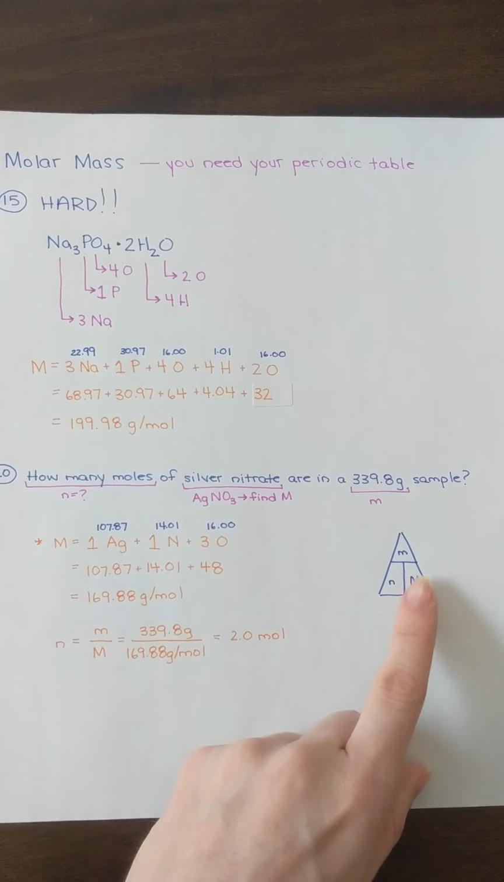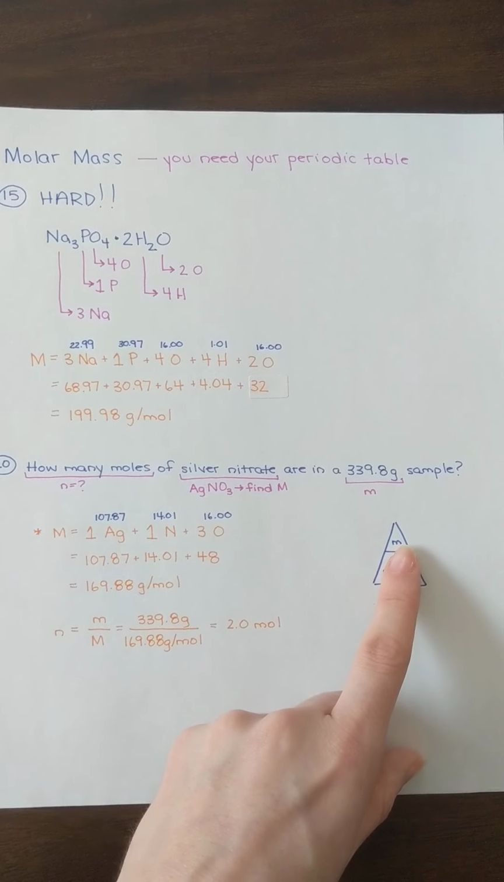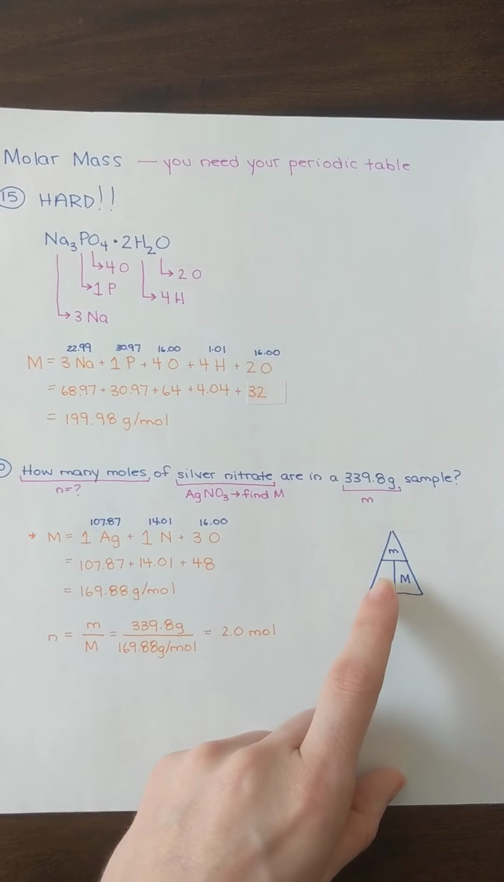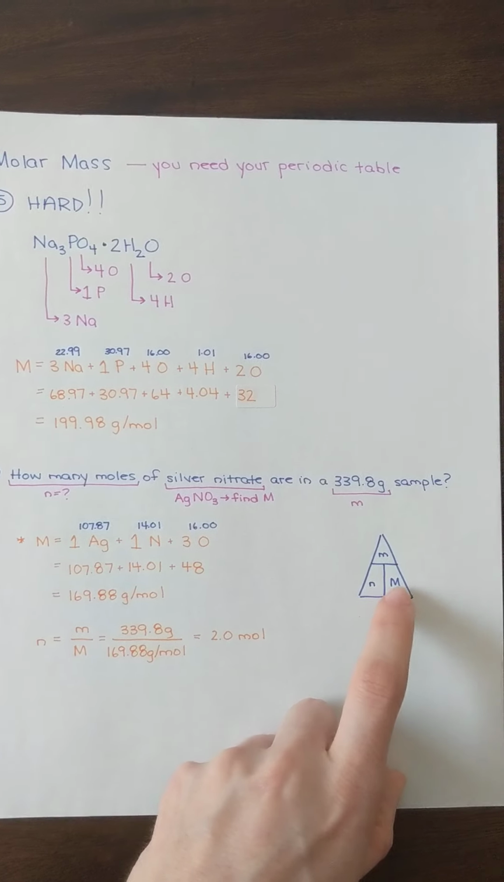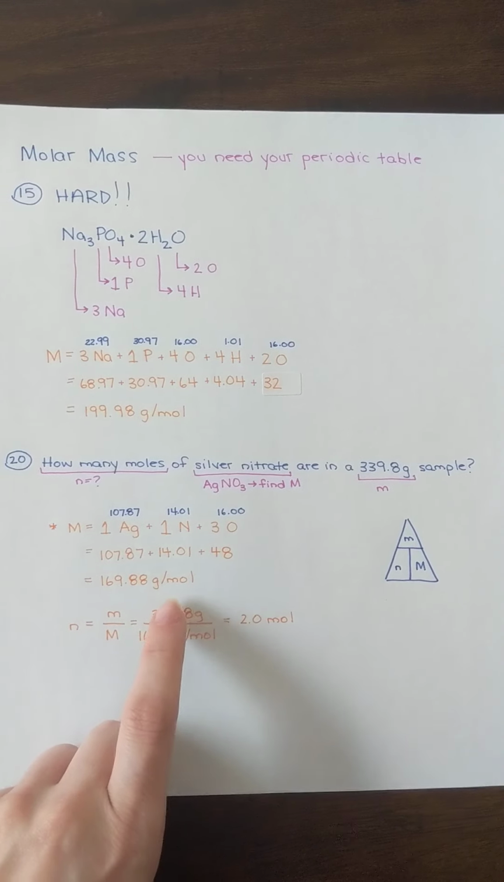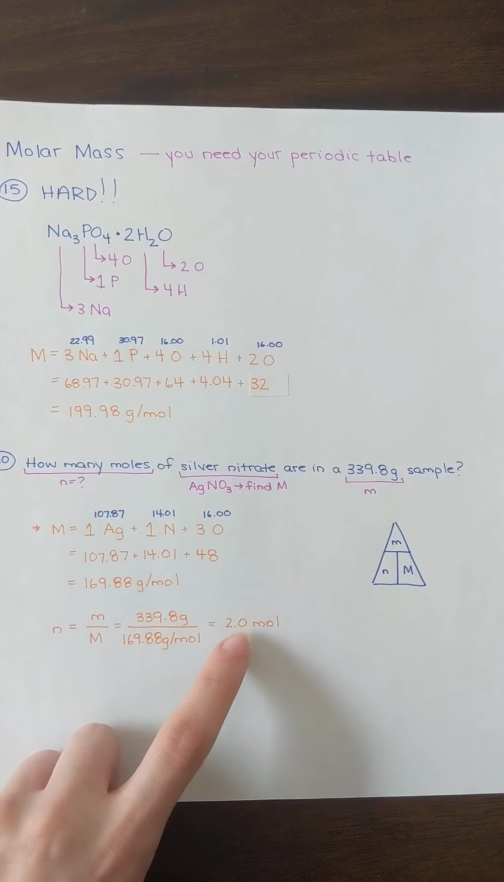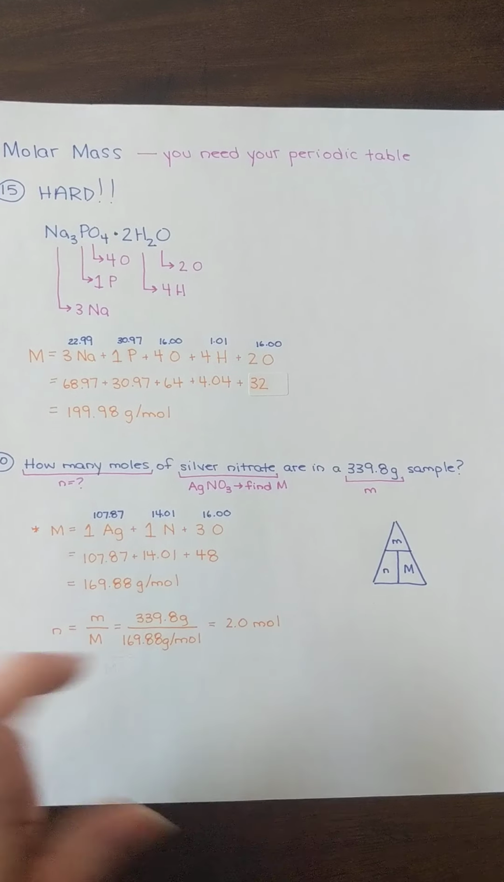Awesome. So we have molar mass. We were given mass. We're trying to find moles. So moles equals mass divided by molar mass. So I just need to put those 2 values into my calculator, divide them, and I've just rounded out my answer to 2.0 moles.